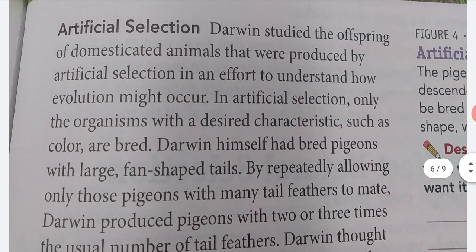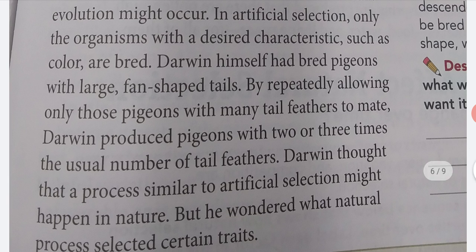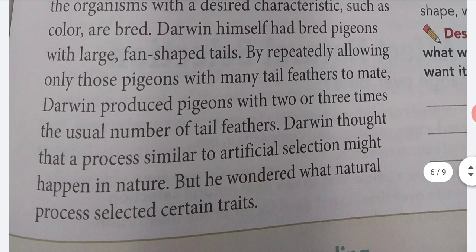Artificial selection. Darwin studied the offspring of domesticated animals that were produced by artificial selection in an effort to understand how evolution might occur. In artificial selection, only the organisms with a desired characteristic, such as color, are bred. Darwin himself had bred pigeons with large, fan-shaped tails. By repeatedly allowing those pigeons with many tail feathers to mate, Darwin produced pigeons with 2 or 3 times the usual number of tail feathers. Darwin thought that a process similar to artificial selection might happen in nature, but he wondered what natural process selected certain traits.